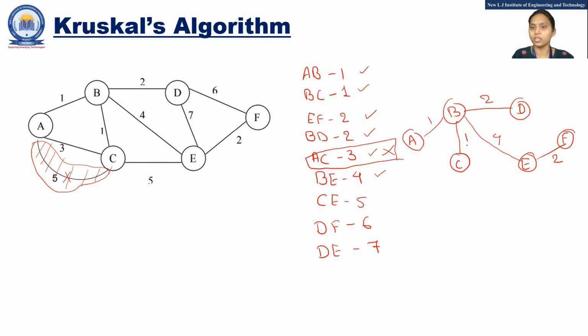Because now you can see no node is disconnected, or you can say this is a connected graph. So you just have to stop. Now if I add anything in my graph, it would form a cycle, and we don't require the cycle. So this is the final spanning tree, and we can say it is a minimum spanning tree.